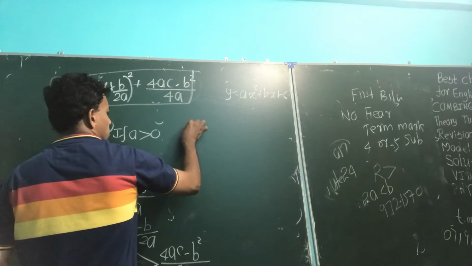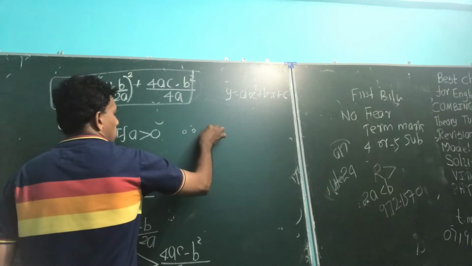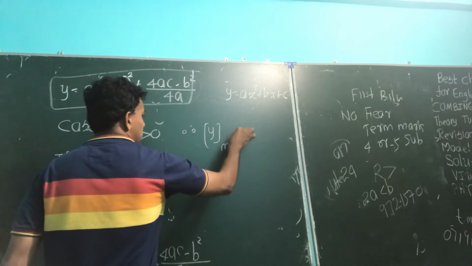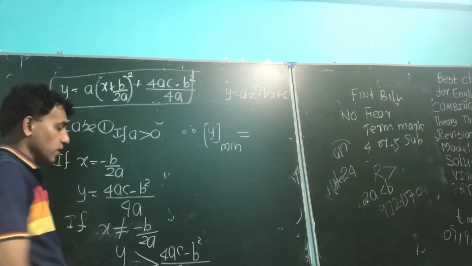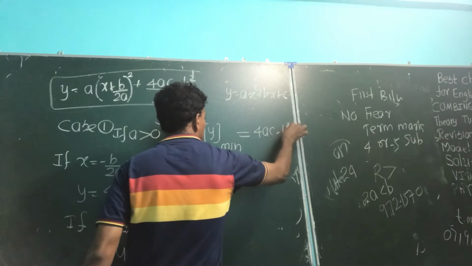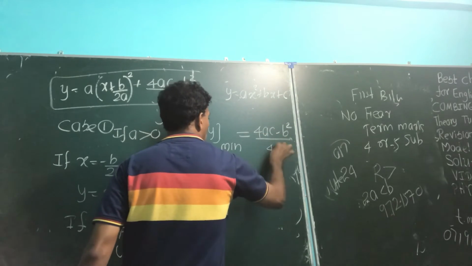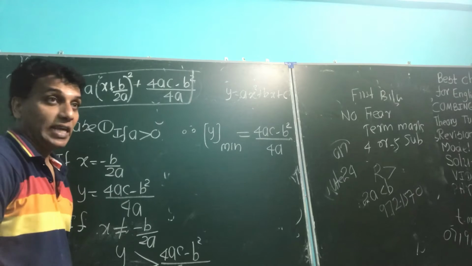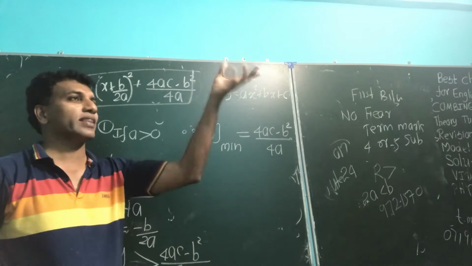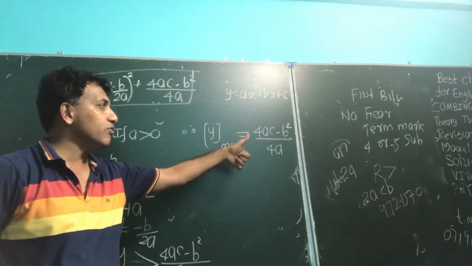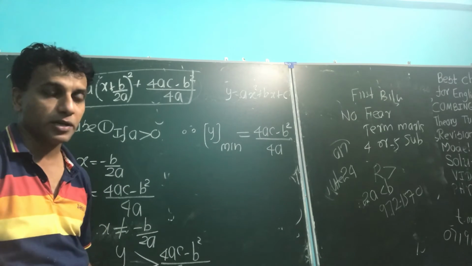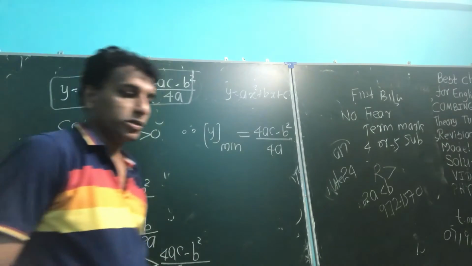Therefore, y minimum, called the minimum. What is the minimum value of y? (4ac minus b squared) over 4a is the minimum for every quadratic graph. Without drawing, we can quickly tell the minimum point if you know the a value, the b value and the c value. This is the method to find the minimum. So copy down this.